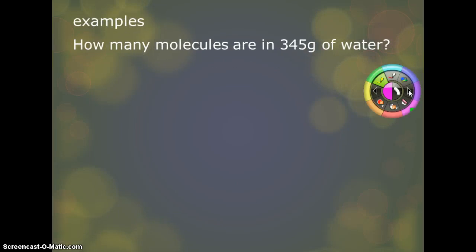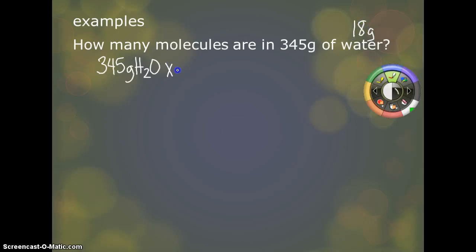So if we look at an example, they want to know how many molecules are in 345 grams of water. Well, the first thing we have to do is write down what we have been given, and that is 345 grams of water. Okay, so grams. Ding, ding, ding. That means we need to find the molecular mass of the compound. Water, H2O, each hydrogen weighs 1, that's 2, plus the oxygen is 16, water weighs 18 grams.